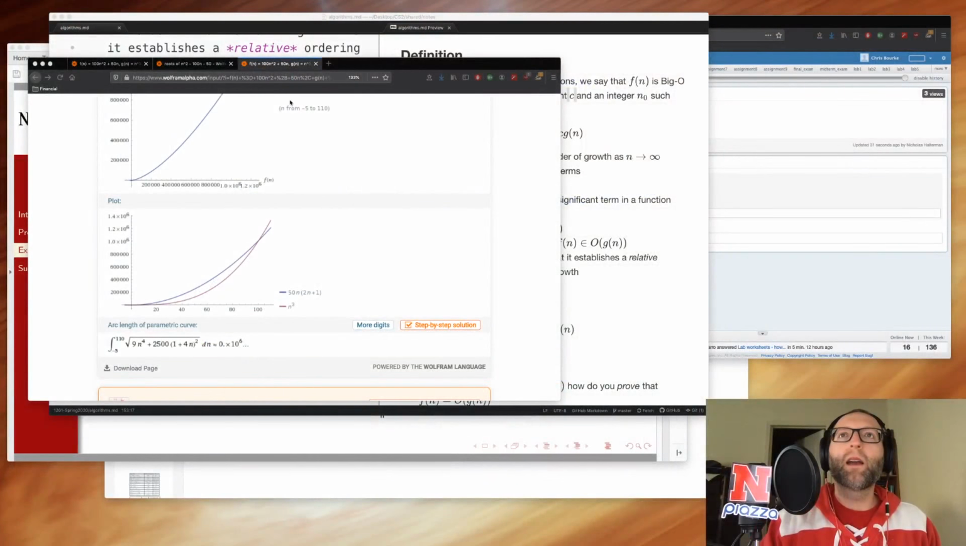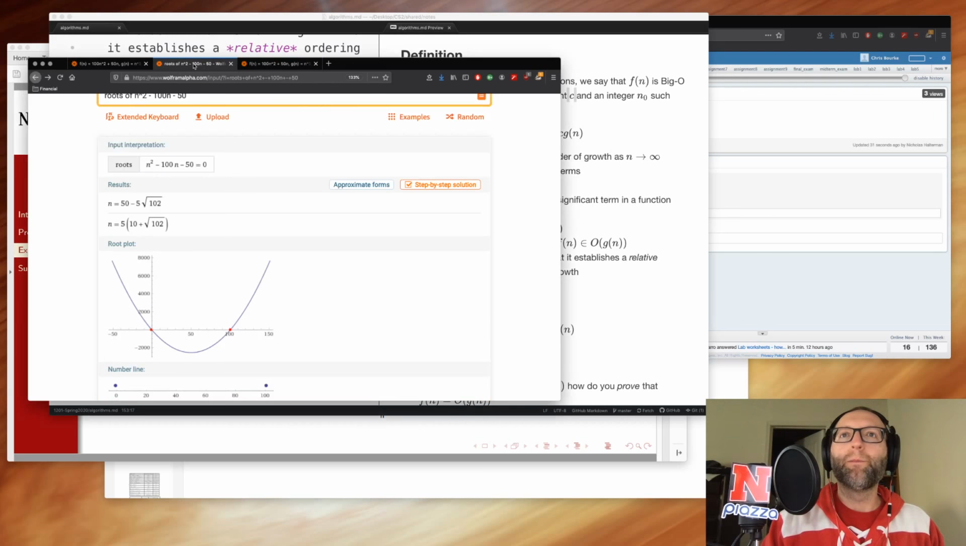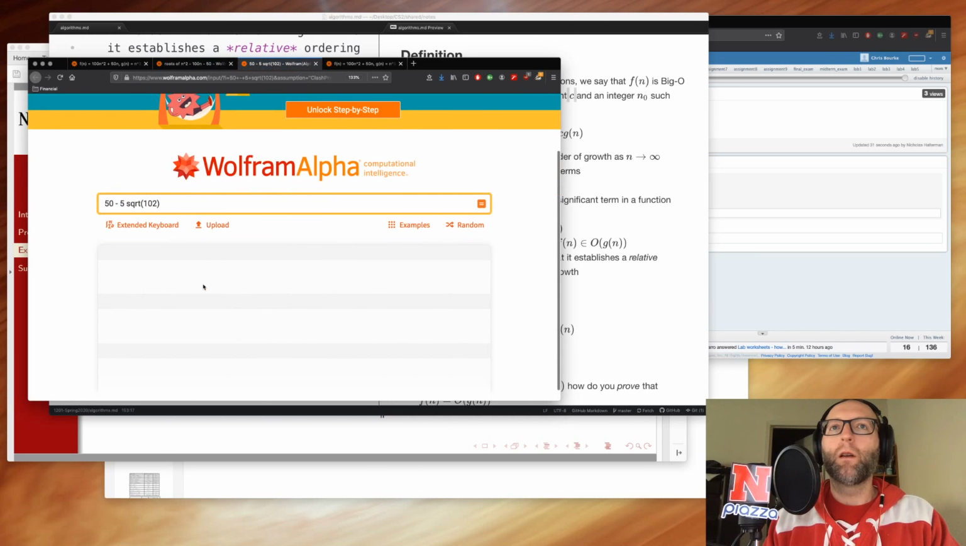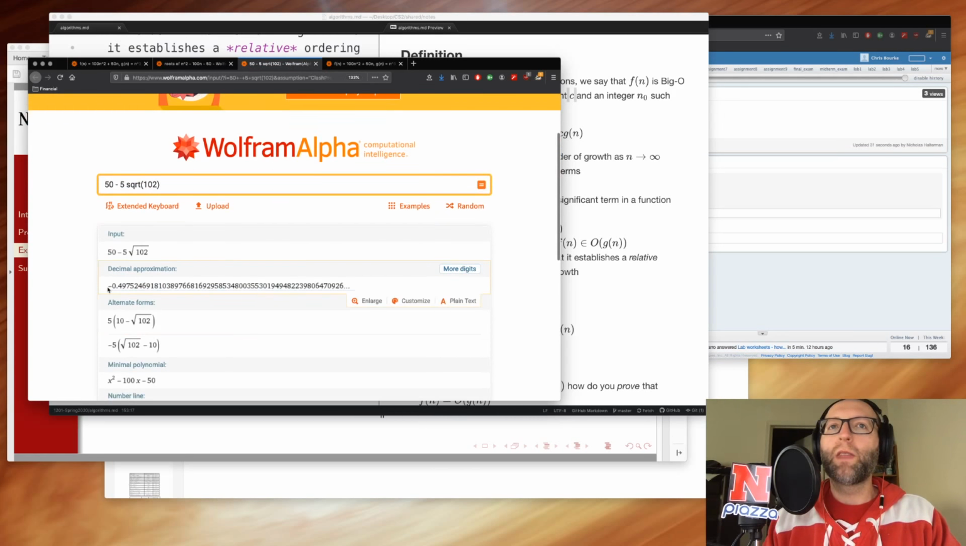Instead, I'm going to go back and let Wolfram Alpha do it for me. Here we go. So I asked Wolfram Alpha to find me the roots of n squared minus 100n minus 50, and it found two roots. Let's take a look at this first root right here. It's in symbolic form, but that value is negative 0.49.